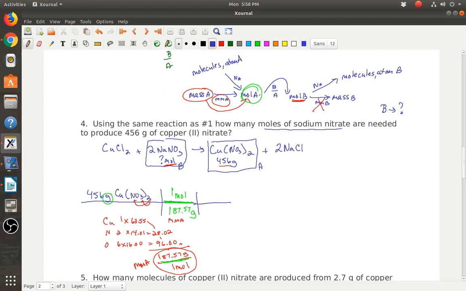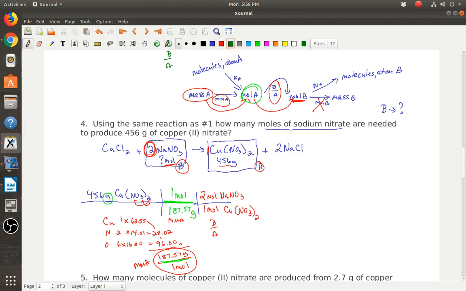Now we need to go from moles to moles using the ratio. So I need the B over A. This is molecule B, and there are two moles of B in the balanced equation. So B goes on top: 2 moles of sodium nitrate. This is molecule A. That's on the bottom. There's 1 mole of copper 2 chloride, or sorry, copper 2 nitrate.